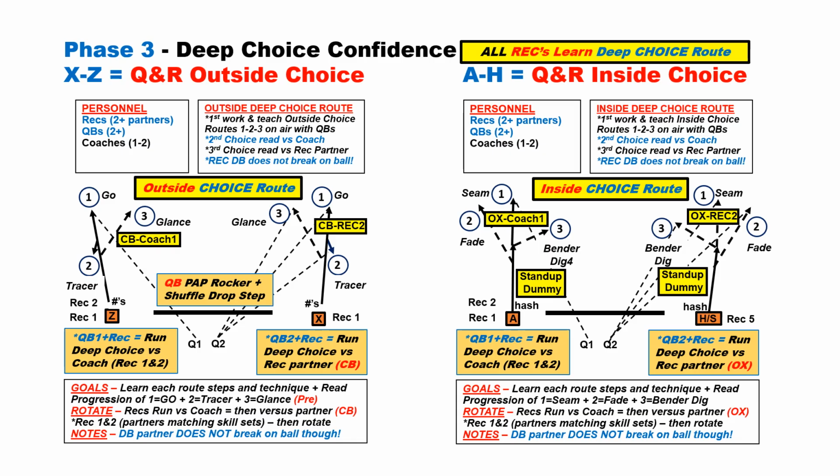So here's our last drill, the deep choice, where we can build that confidence. Again, on the left with the outside choice, we want to run those routes just on air, even if it's just a couple reps, with the coach giving that real subtle indicator read. And then on the right, they'll go with their partner and start to work full phase. We just don't have that receiver playing DB break on the ball.